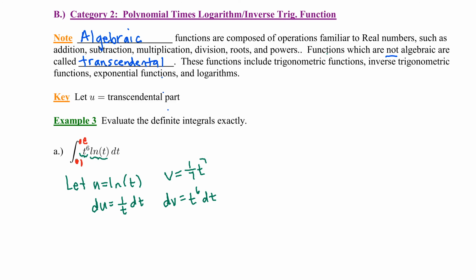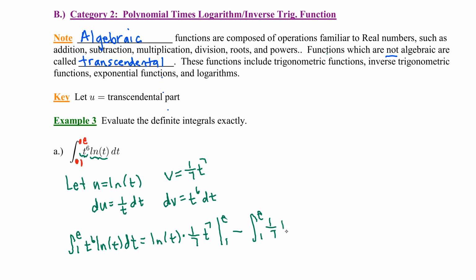Now we're ready to apply the formula. The integral from 1 to e of t to the 6th times natural log of t dt, according to integration by parts, is u, the function natural log of t, times v, 1/7 t to the 7th. Now, this is a definite integral, so I'm going to put a pause here. We're going to evaluate that from 1 to e. So we have u times v minus the integral of v du. That's 1/7 t to the 7th times du, which is 1 over t dt.